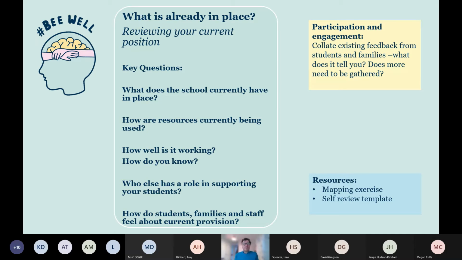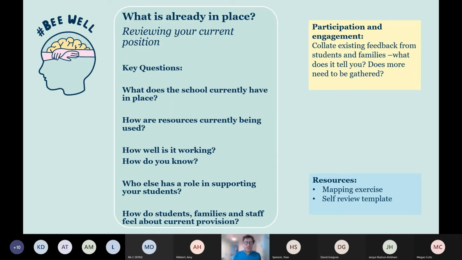So they might be regularly visiting their local mosque, or they might be accessing a youth group, or you know, what's going on in your local area. There are lots of people out there who will be working with and have contact with the young people in your school, who either do currently have a role in supporting your students or potentially could have a larger role in supporting students and could be part of the solutions that you're taking forward. I'm going to show you a little exercise on the next page about that.